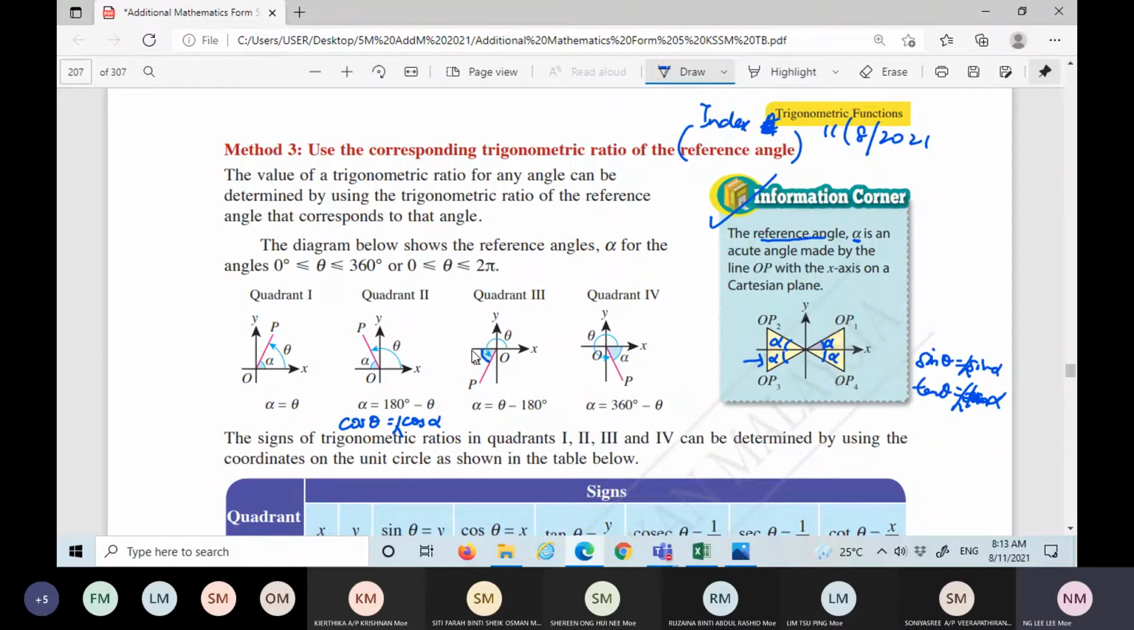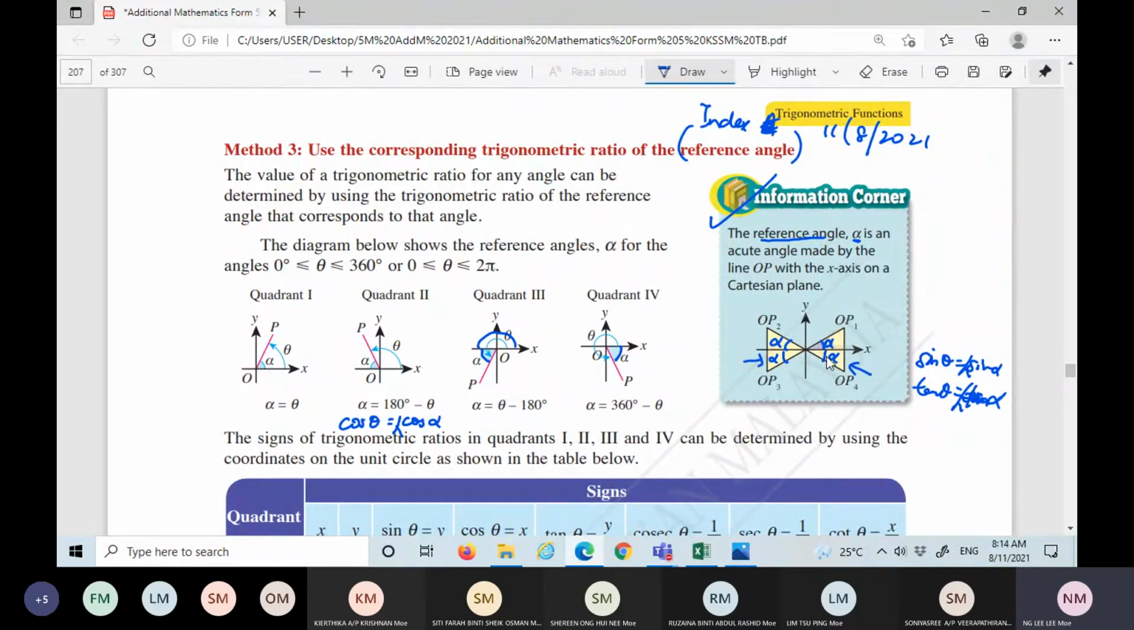This theta minus the 180, minus this part, then you will get the alpha. So theta minus 180 to get the alpha for the third quadrant angle. Lastly, if the angle falls in the fourth quadrant, same, the butterfly shape, so here will be the alpha.